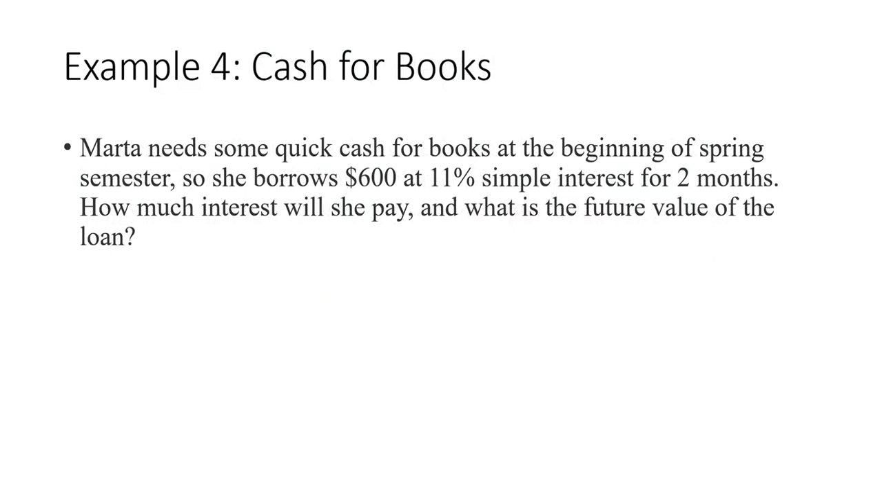In order to get some cash for books at the beginning of the semester, Marta borrows $600 at an 11% simple interest rate for 2 months. How much interest will she pay, and what's the future value of the loan? So, in order to determine how much interest she's going to pay, the interest is equal to the principal times the rate times time, or $600 times 11%, or 0.11, times 2 months out of 12 months, so 1/6. 600 times 1/6 is 100, times 0.11 will just give you 11.